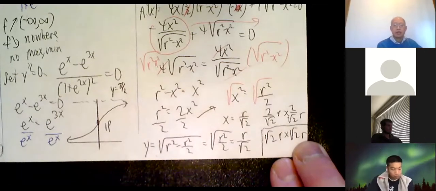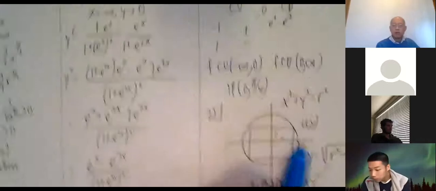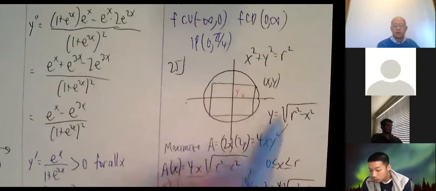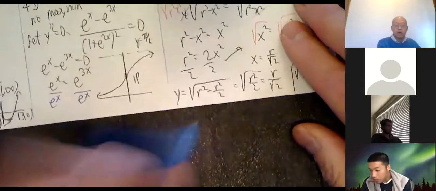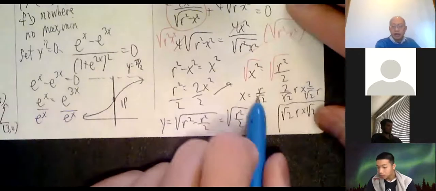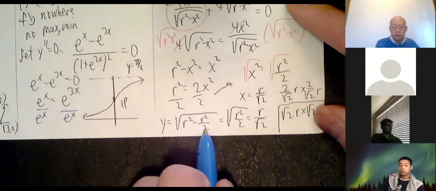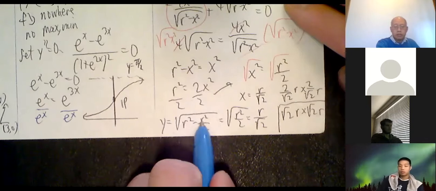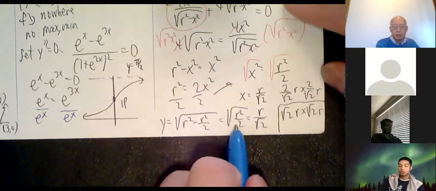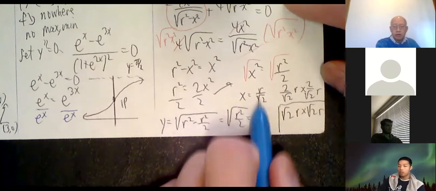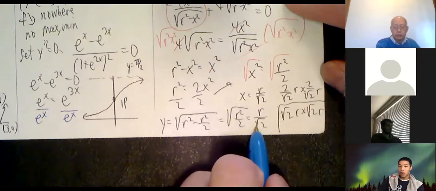Okay, I plug back in for y. y is radical r squared minus x squared. So r squared minus x squared: if I square this, I have r squared over 2. r squared minus r squared over 2 is another r squared over 2, so y is r over radical 2.